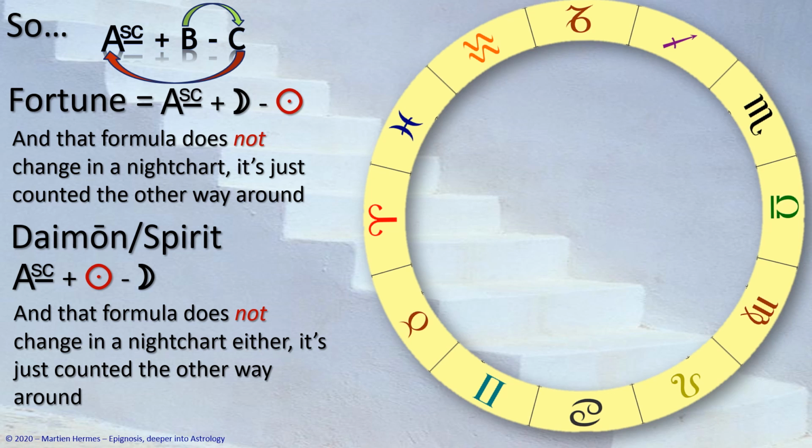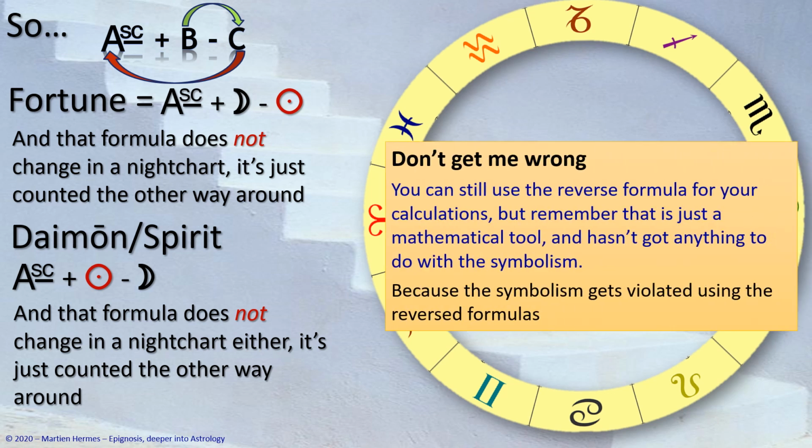I hope I have explained that sufficiently in this video, but I want to give you some sort of relief, because you can still use the reverse formula for your calculations, but you have to remember that that is just a mathematical tool, and that is what became so all-important in the ancient texts, which said you have to reverse the formula by reversing the planets in the formula, which is not quite true, but mathematically that is correct. So don't get me wrong, you can use the formula for your calculations or when you are programming or whatever, but please remember that the symbolism gets violated when you do that.